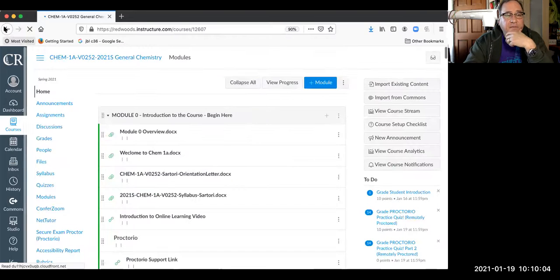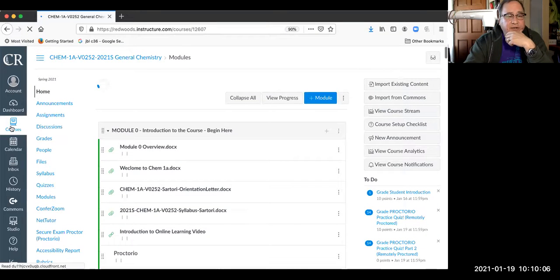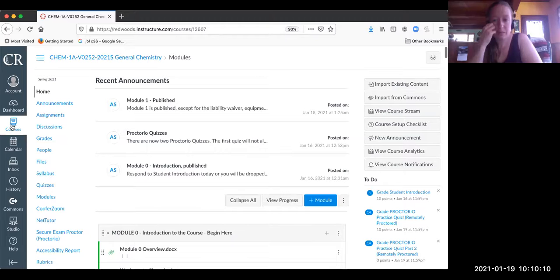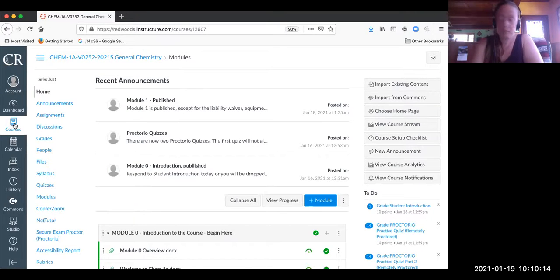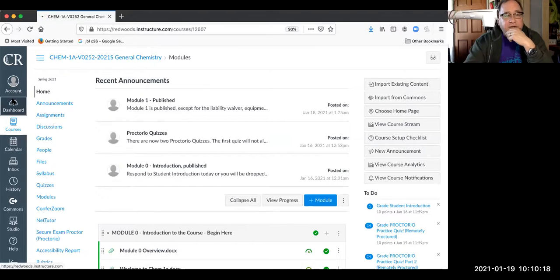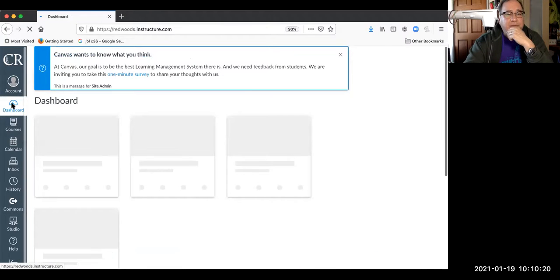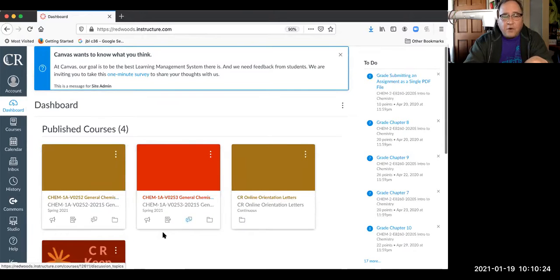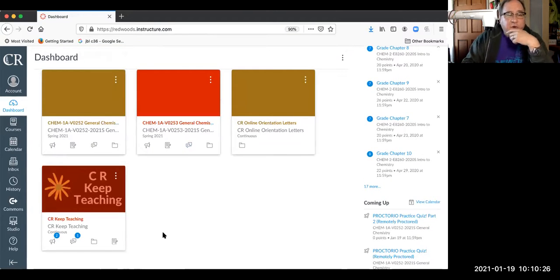So let me go back one more. So here, let's see, dashboard. That's what I want to go to. Okay, so this is my dashboard, and you can see I have 4 classes in my dashboard: Chem 1A, Chem 1A, orientation letters, and CR Keep Teaching.